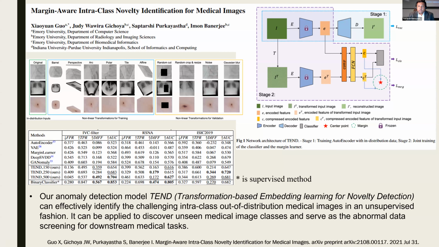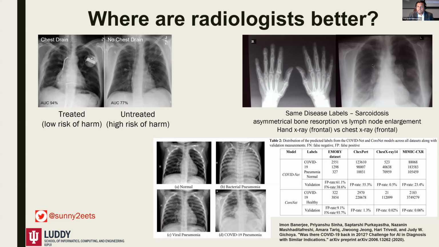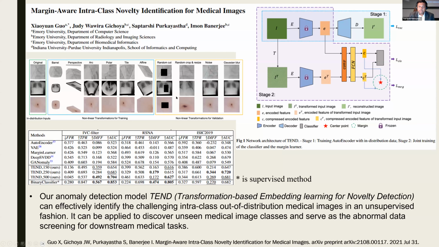One of these is called margin-aware intra-class novelty. The idea is to be able to distinguish between this and this. What does a model need to learn? So between a hand X-ray disease label and a chest X-ray disease label, what does the machine learning model have to learn? And so what we've done is we take three different data sets. That's what we're using here, and we build an encoder decoder based architecture.